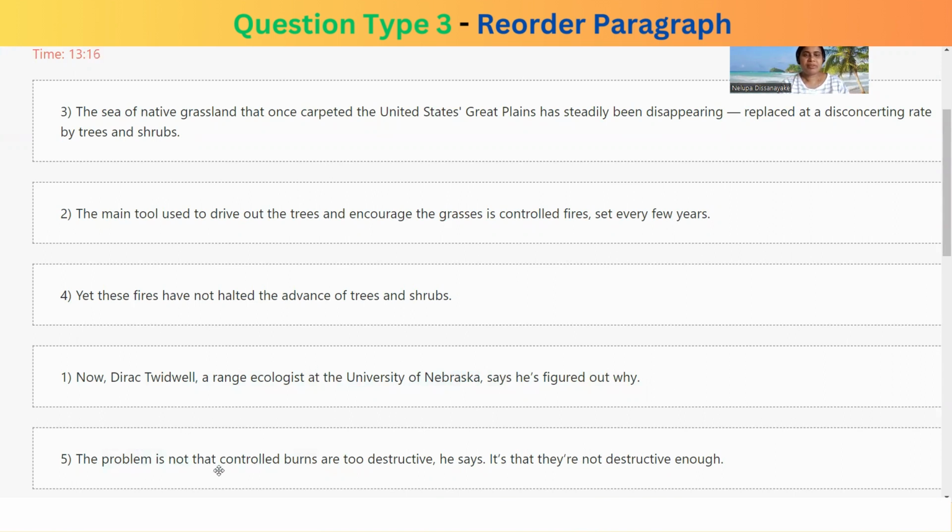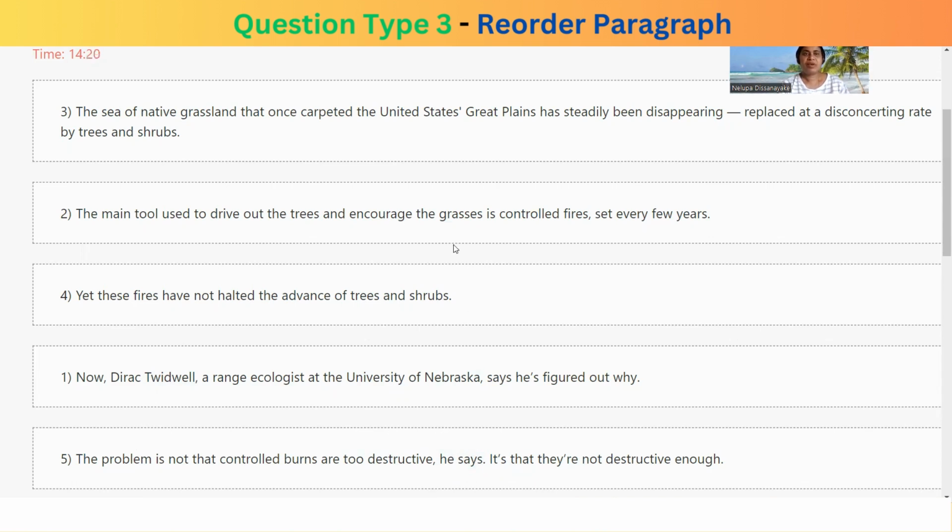The problem is not that control burns are too destructive, he says. Now, when you have he in a particular sentence, in the previous sentence, his name has to be there. When you have a person's name, normally the full name goes first. And also, when you describe that person again, we normally use he, him, her. So those kinds of pronouns normally come after, and the full name has to be first. Therefore, based on that theory, the full name is here, and the pronoun is there after that sentence. Therefore, based on that theory also, sentence 1 should come before sentence 5.